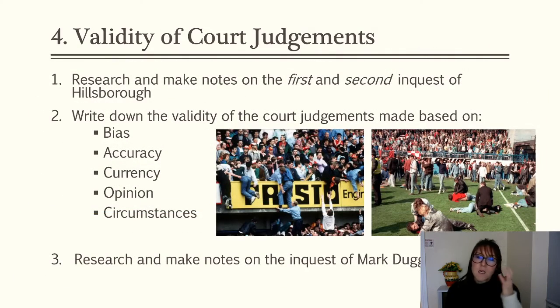And obviously, the key and lead example is Hillsborough. Hillsborough will always be the example for something like this. There are many others, though. You could look at the inquest of Mark Duggan. But Hillsborough is years of fighting against the system. So what I got my students to do was to look at the first and second inquest and look at the decisions that were made, the accuracy and the opinion. This might overlap with some of the earlier things you've mentioned, but as far as the court judgments are concerned, where was the bias? Where was the accuracy, the currency, the opinion? So there's a lot of things within Hillsborough where the judgments that were made by the court are questionable.